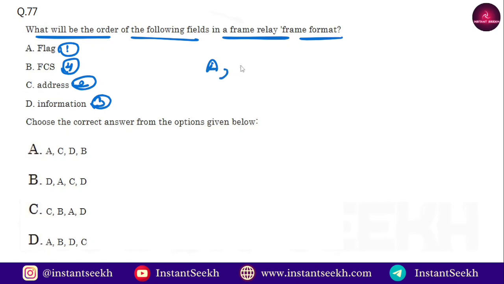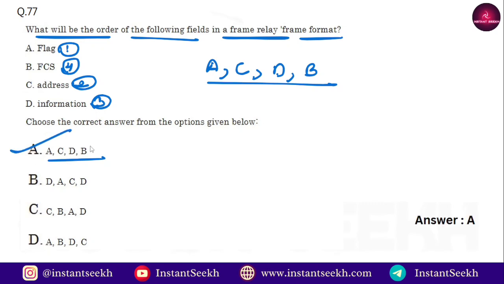Then comes your address, that is your option number C. The address field follows the flag field and contains the data link connection identifier and other control information. Next comes your information, that is your option number D, which carries the data payload. And last is your FCS, that is your option number B. The frame ends with the FCS field, the frame check sequence, which is used for error detection. So your correct pattern is ACDB, that is your answer option A. Okay, let's move on to the next one.